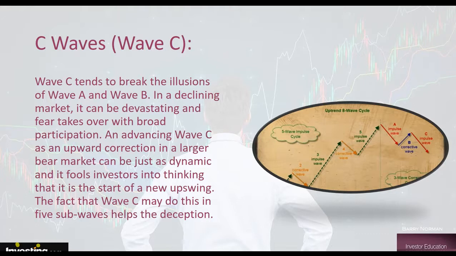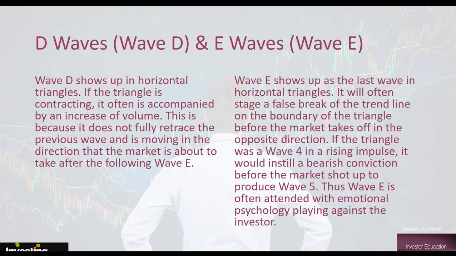Okay. The C wave tends to break the illusions of the A and B people, and they're saying, we got in at the wrong time. We've got to get out of this market. In a declining market, it can be devastating, and fear takes over the broad participation. An advancing wave C as an upward correction in a larger bear market can be just as dynamic, and it fools investors into thinking that it is the start of a new upswing. The fact that wave C may do this in 5 subwaves helps the deception.